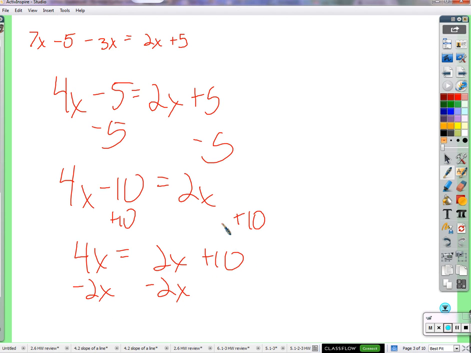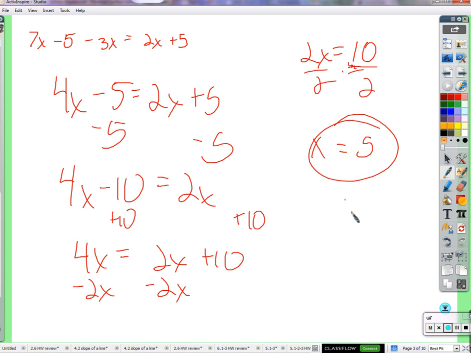Because I want the numbers to be on one side by themselves. I want to get rid of the variable parts that are over there with the constant. So subtract 2x. It gives me 2x equals 5. Or sorry, 2x equals 10. I don't know why I wrote 5, maybe because I was thinking about the answer too quickly. Divide by 2 on both sides. So 2x divided by 2 is x, 10 divided by 2 is 5, so x is 5. Yes, I got it right.